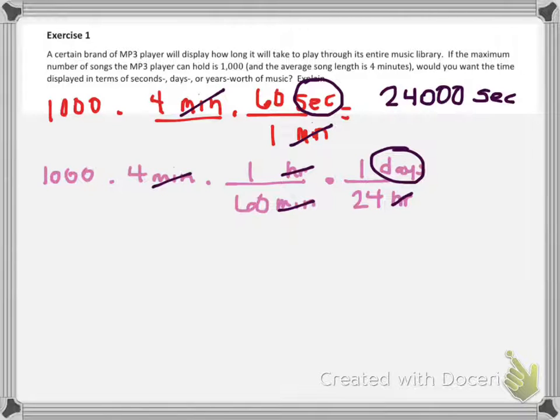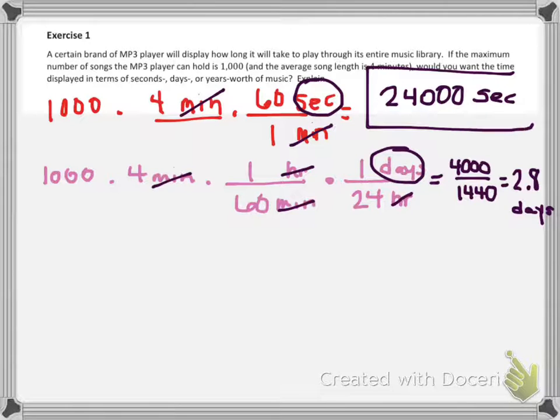So I just need to multiply. 1,000 times 4 is going to give me 4,000. And on the bottom I have 60 times 24, which is 1,440. And then I can do that division. 4,000 divided by 1,440 is about 2.8 days. So this is equal to 2.8 days. Okay, and that's our second one. So we have 24,000 seconds and 2.8 days so far.